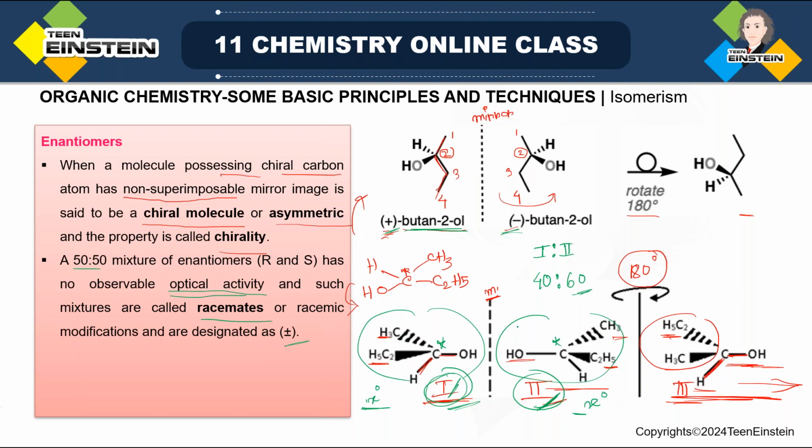So when there is some excess of one of the enantiomers, this type of cancellation of rotation is not possible, and then they will show optical activity. But if it is a 1:1 mixture, it will be called a racemic mixture or racemate, and it is designated as plus-minus. And if it is purely only one enantiomer, it will be either plus or minus. Suppose there is only this one, then you will represent it like this. But if a 1:1 mixture is present, you will represent it as plus-minus within brackets.